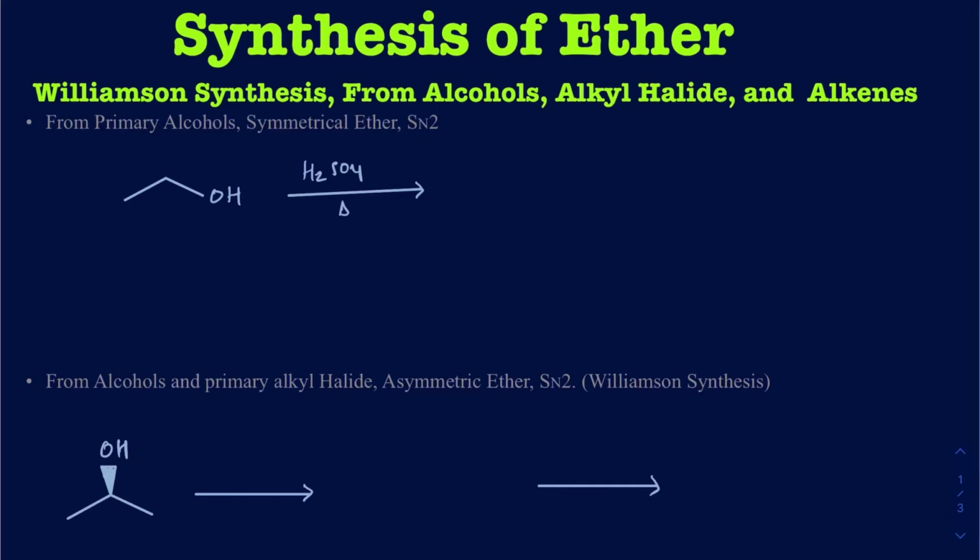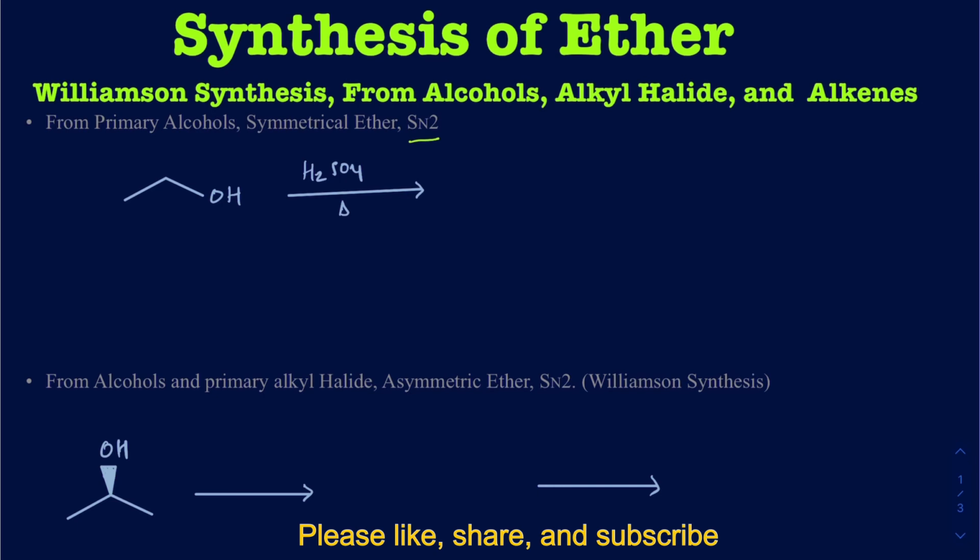Hello everyone, in this video I'm going to be talking about how to make ethers from alcohols, alkyl halides, and alkenes. I'm also going to talk about the Williamson synthesis reaction to form ethers, and that's typically done from alcohols and alkyl halides. With the primary alcohol, that actually makes symmetrical ethers, and it's going to proceed with the mechanism of an SN2.